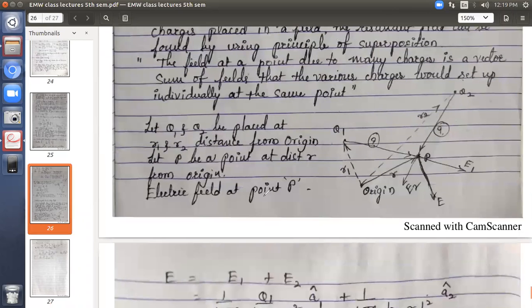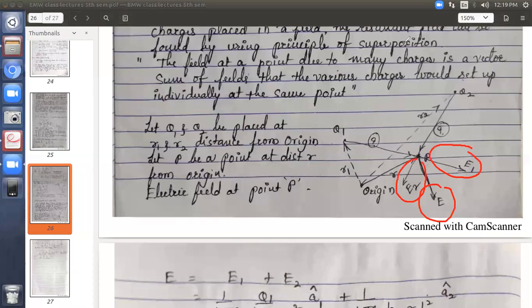No one asked me about this figure. I have marked something here. You can see E1 and E2 directions, right? I have marked the directions E1 and E2. How I have marked? And what is this total E direction? How I have marked? No one asked me this. Everyone understood, but no one asked me this directions. So let me explain you how I have taken this.